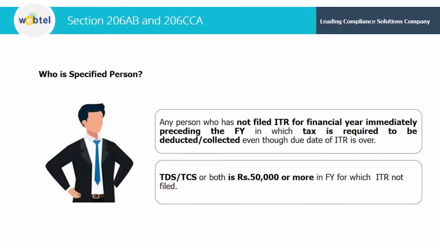Before that, let us understand in detail who is a specified person. A specified person is a person who has not filed ITR for the financial year preceding the financial year in which tax is required to be deducted or collected, for which the due date of filing ITR is over. Additionally, TDS or TCS or both in his case, in the earlier year for which ITR has not been filed, should be 50,000 rupees or more. So even if it is 50,000 rupees, then this condition will apply.